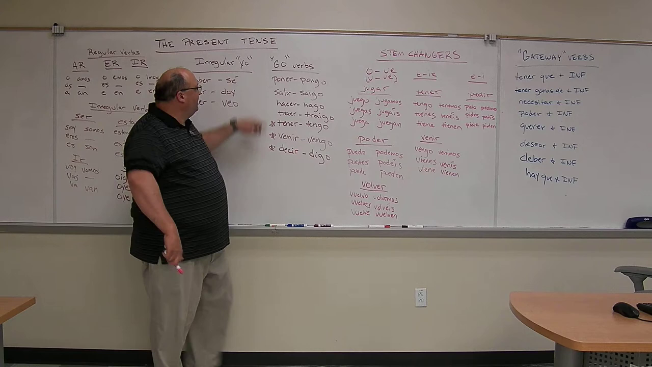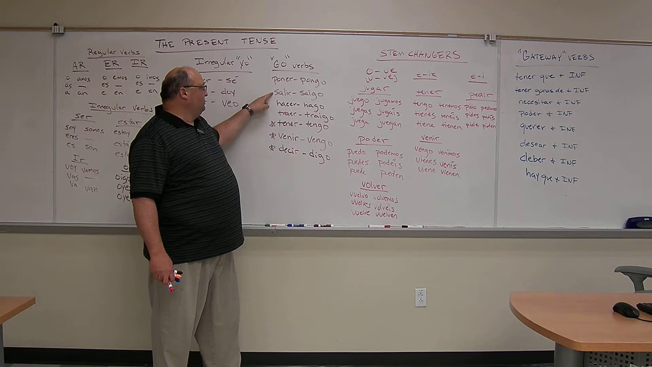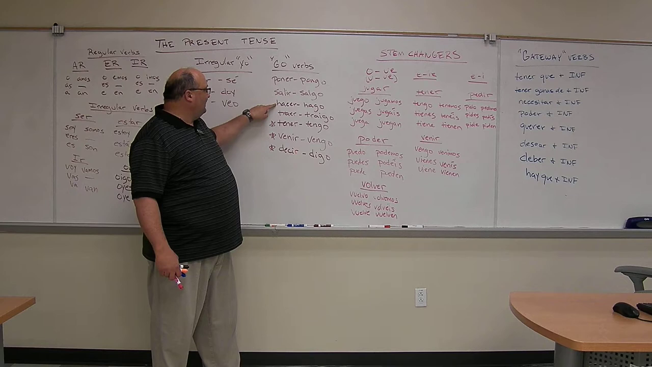Poner is one of them, the yo form. Yo pongo, but it's going to follow the ER verb pattern, the rest of it. Pones, pone, ponemos, pones, and ponen. Salir, salgo, but it follows the IR verb pattern. Salir, yo salgo, tú sales, él sale, nosotros salimos, vosotros salís, ellos salen. Hacer, hago, the yo form is hago.